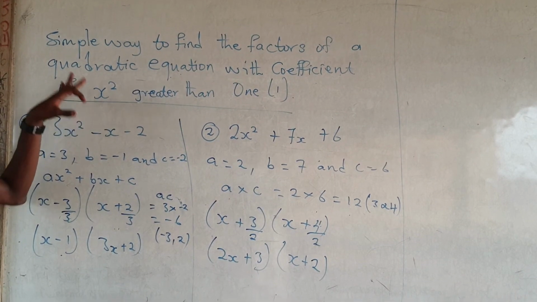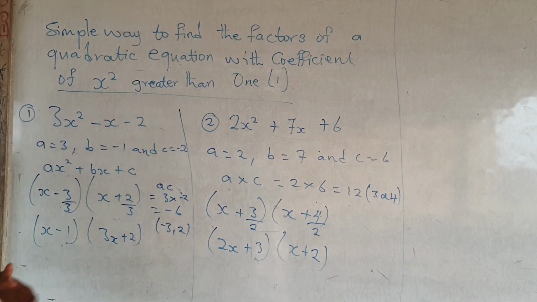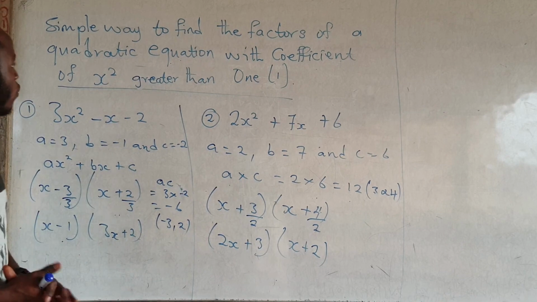So this is the simple way of finding the factors of a quadratic equation where the coefficient of the highest degree, which is x squared, is more than 1. This will be the end of today's section.